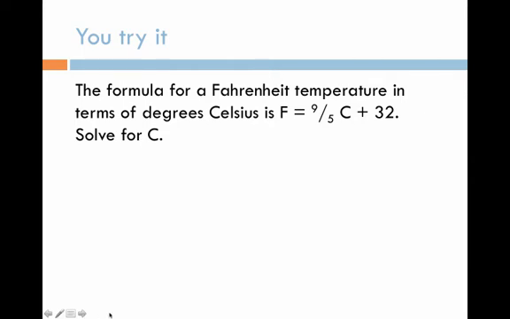You try this one. The formula for a Fahrenheit temperature in terms of degrees Celsius is Fahrenheit equals 9/5 Celsius plus 32. And I want you to solve for C. So if you think you can do this, stop the video and see if you come up with the same answer.